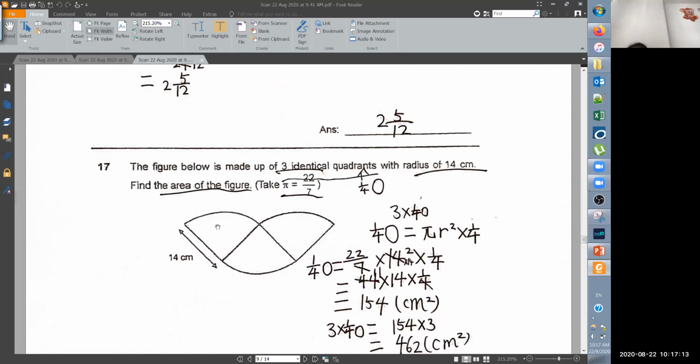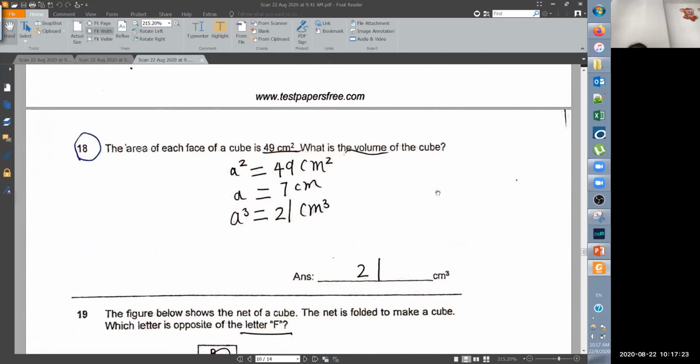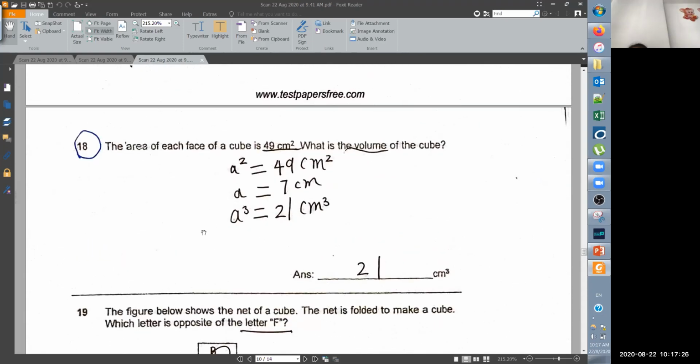This is basically just, I would say, a quadrant. You have 3 of them. 18. So what's wrong with 18?